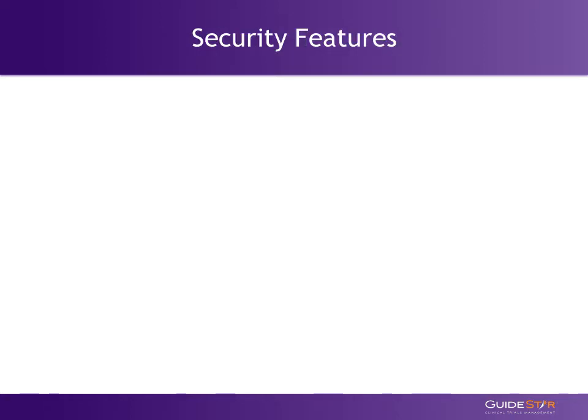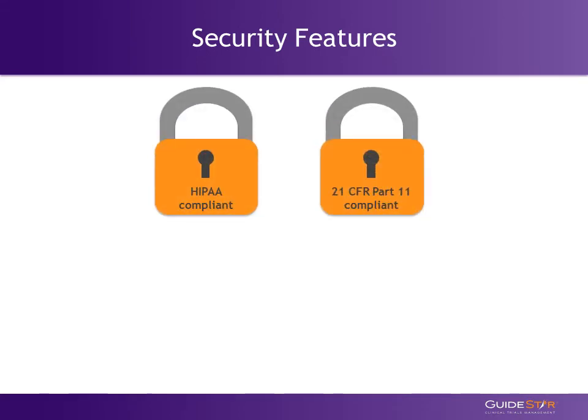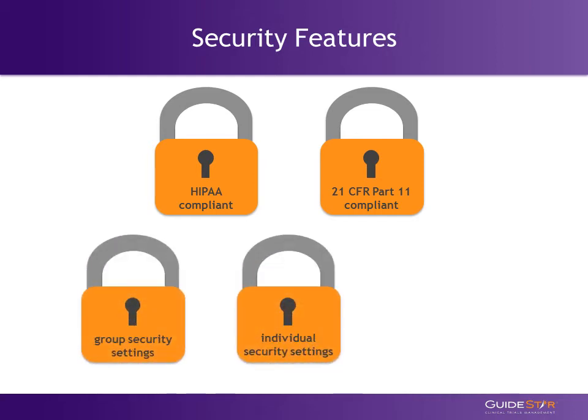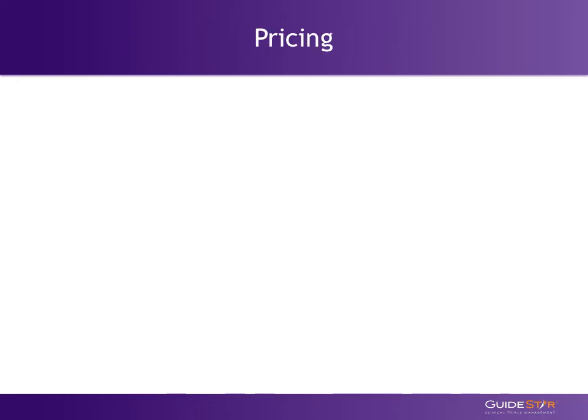Perhaps the most important security question to ask of a CTMS is, how does the system facilitate use in a HIPAA-compliant and 21 CFR Part 11 compliant manner? Keep in mind that while a system meets HIPAA and 21 CFR Part 11 regulations, maintaining overall compliance is dependent on program and hospital SOPs and staff practices as well as IT infrastructure. Among key security features to evaluate are the ability to configure both group and individual security settings and the existence of an audit trail. Pricing, always the first and last question.